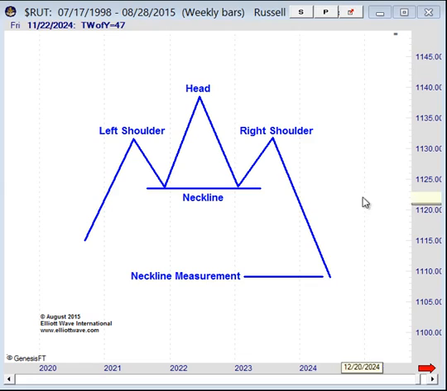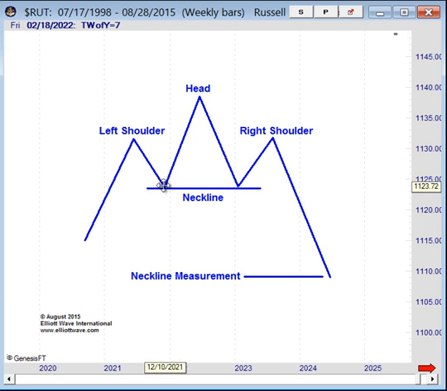Today I want to review one of my favorite chart patterns of all time, and that's the head and shoulders formation. It was popularized by Edwards and Magee in their seminal work, Technical Analysis of Stock Trends. So let's begin.